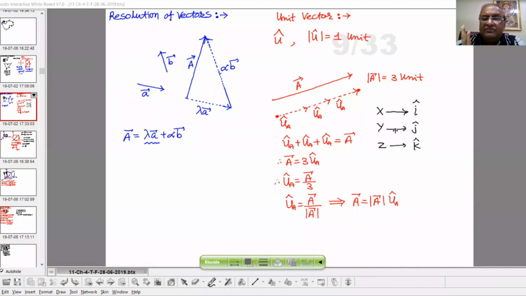Unit vector of y-axis, or in the direction of y-axis, is always represented by small j caret or j cap. And the unit vector in the direction of z-axis is always represented by k caret. Okay, so unit vectors of the axes are represented like this. Now clear to all of you? Yes, sir.